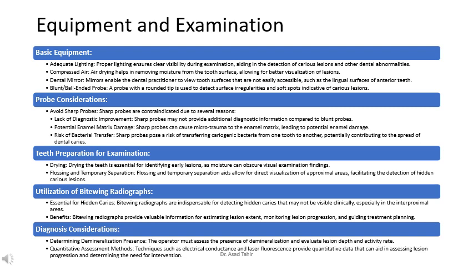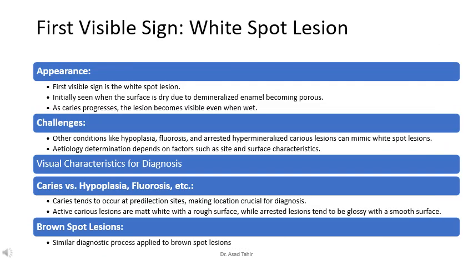Diagnosis considerations. Determining demineralization presence. The operator must determine the presence of demineralization and evaluate lesion depth and activity rate. Quantitative assessment methods. Techniques such as electrical conductance and laser fluorescence provide quantitative data that can aid in assessing lesion progression and determining the need for intervention. First visible sign, white spot lesions.